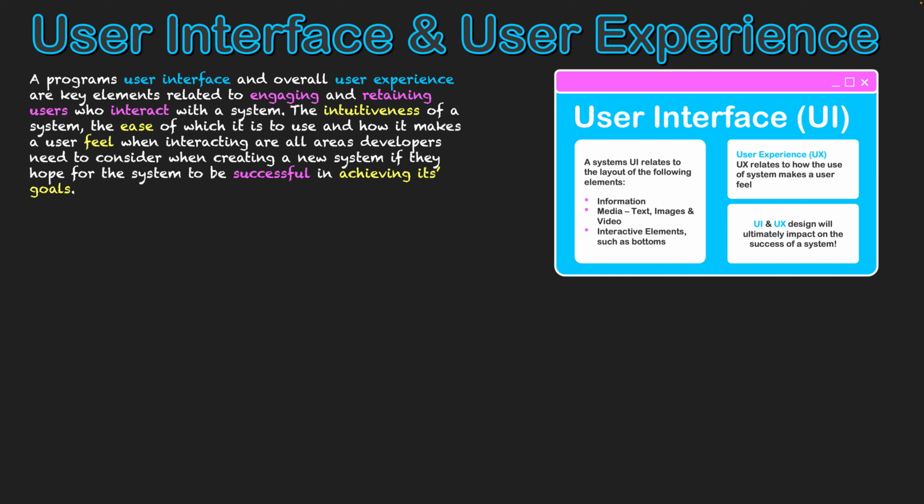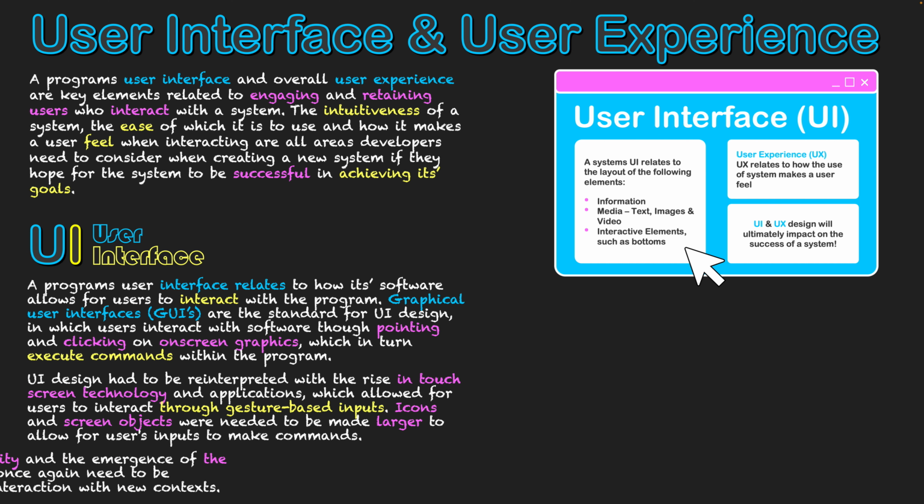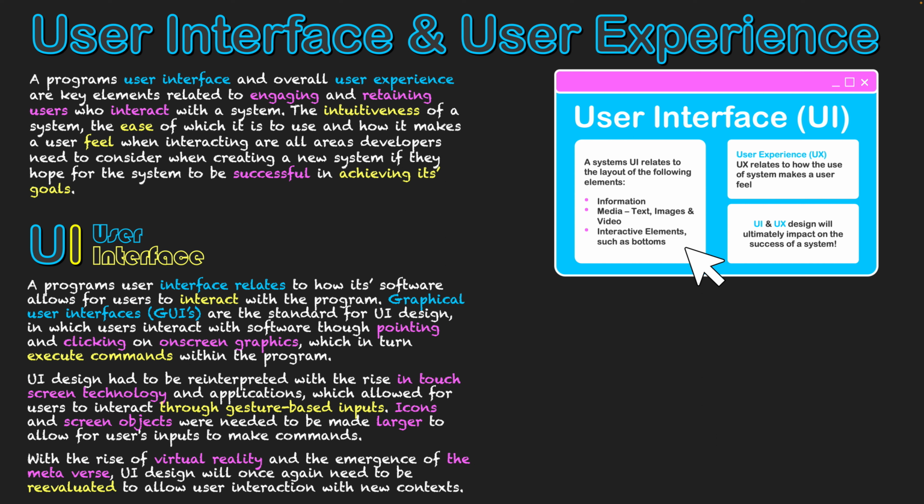its goals. So what we're going to do now is take a look at these two elements of user interface and user experience. And firstly, we'll look at user interface. And as we said, UI as it's often referred to in the ICT industry. So a program's user interface relates to how its software allows users to interact with the program. A graphical user interface, a GUI, was the main standard for UI design, in which users are interacting with software through pointing and clicking on on-screen objects.